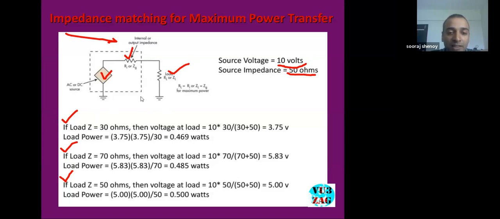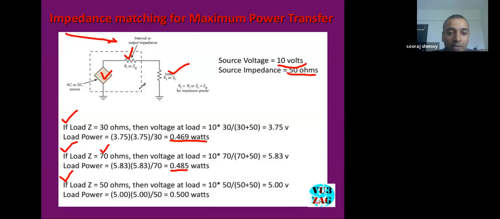Okay, it is less than the output impedance of this particular device, less than 50 ohms. In that case, if we calculate the load power applying Kirchhoff's law, we get the power on the load as 0.469 watts. At the same time, if we increase the load impedance to 70 ohms and calculate the load power, we get 0.485 watts. So this is actually not the maximum power.